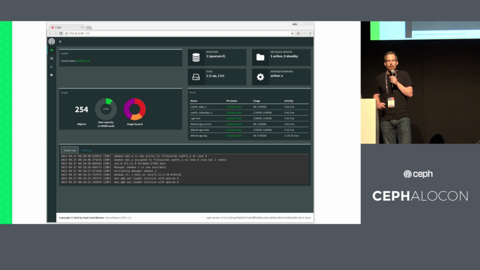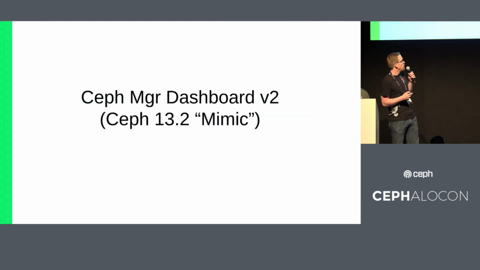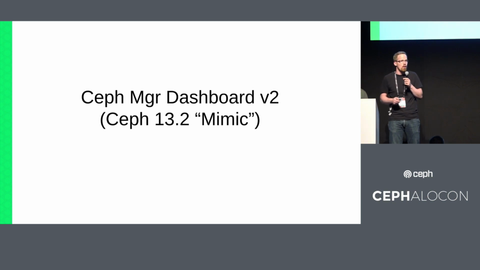At the beginning of 2018, the former openATTIC team approached Sage and asked if they could maybe help to improve the in-place dashboard a little bit, to use their knowledge to speed it up. And that's what we mainly did. So with Mimic, we delivered what we call the Ceph Manager Dashboard v2. There is no official version 2 somewhere, but that's how we internally named it.